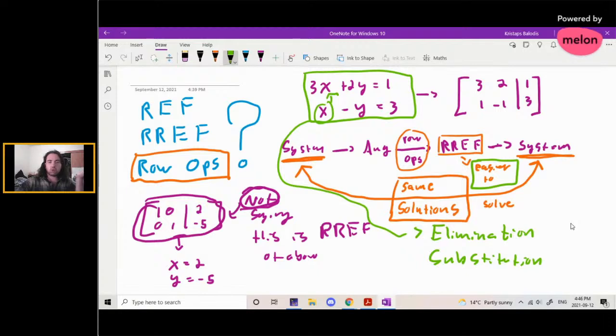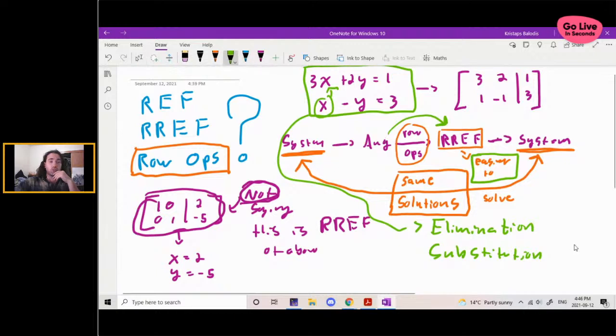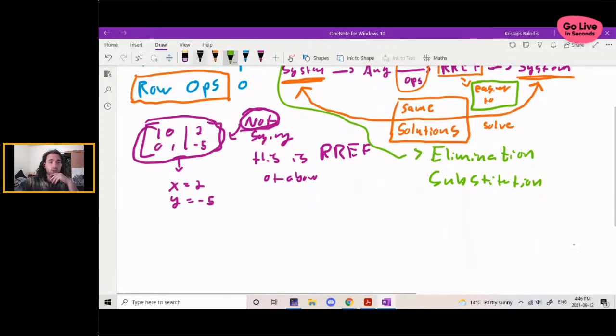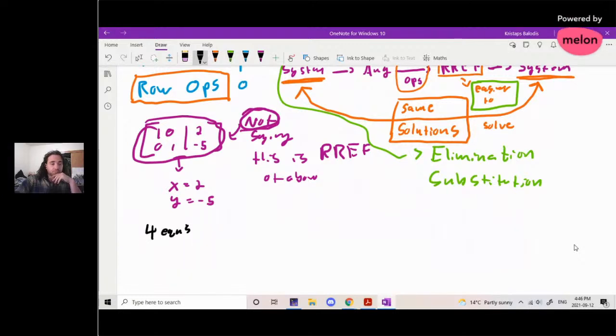But if it takes me a lot of steps to get to reduced row echelon form and set up this matrix and everything, why would I bother if it is just easier to work with this original system? Well, the reason is, if we have two equations and two variables, for sure, this is an easier system of equations to solve. But what if we have something like 4 equations and 4 variables, or even 3, right?